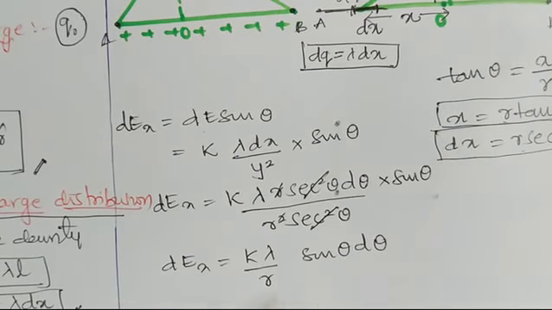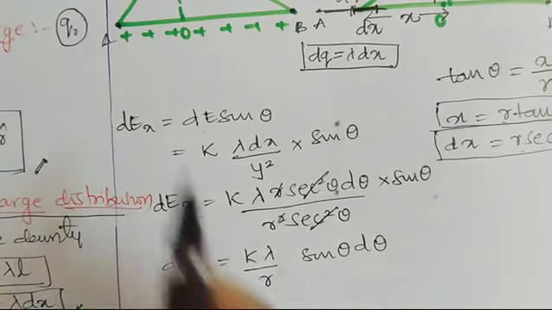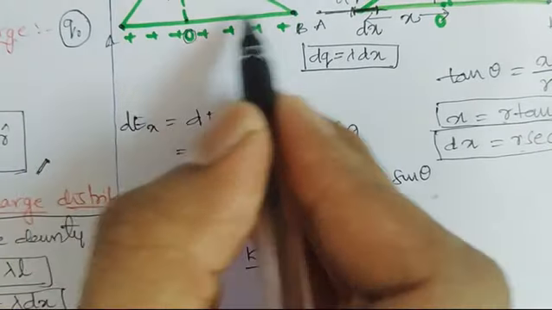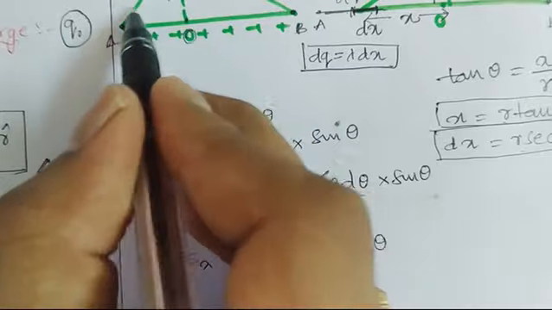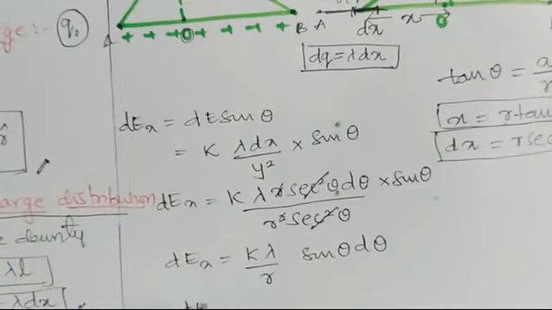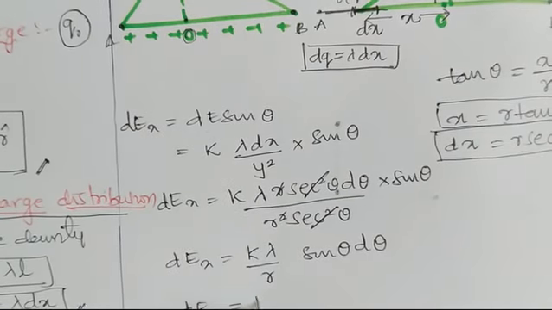So now where to where do we have to integrate? We have considered this as O, right? Both are on other coordinates. So we will integrate dEx is equal to K lambda.